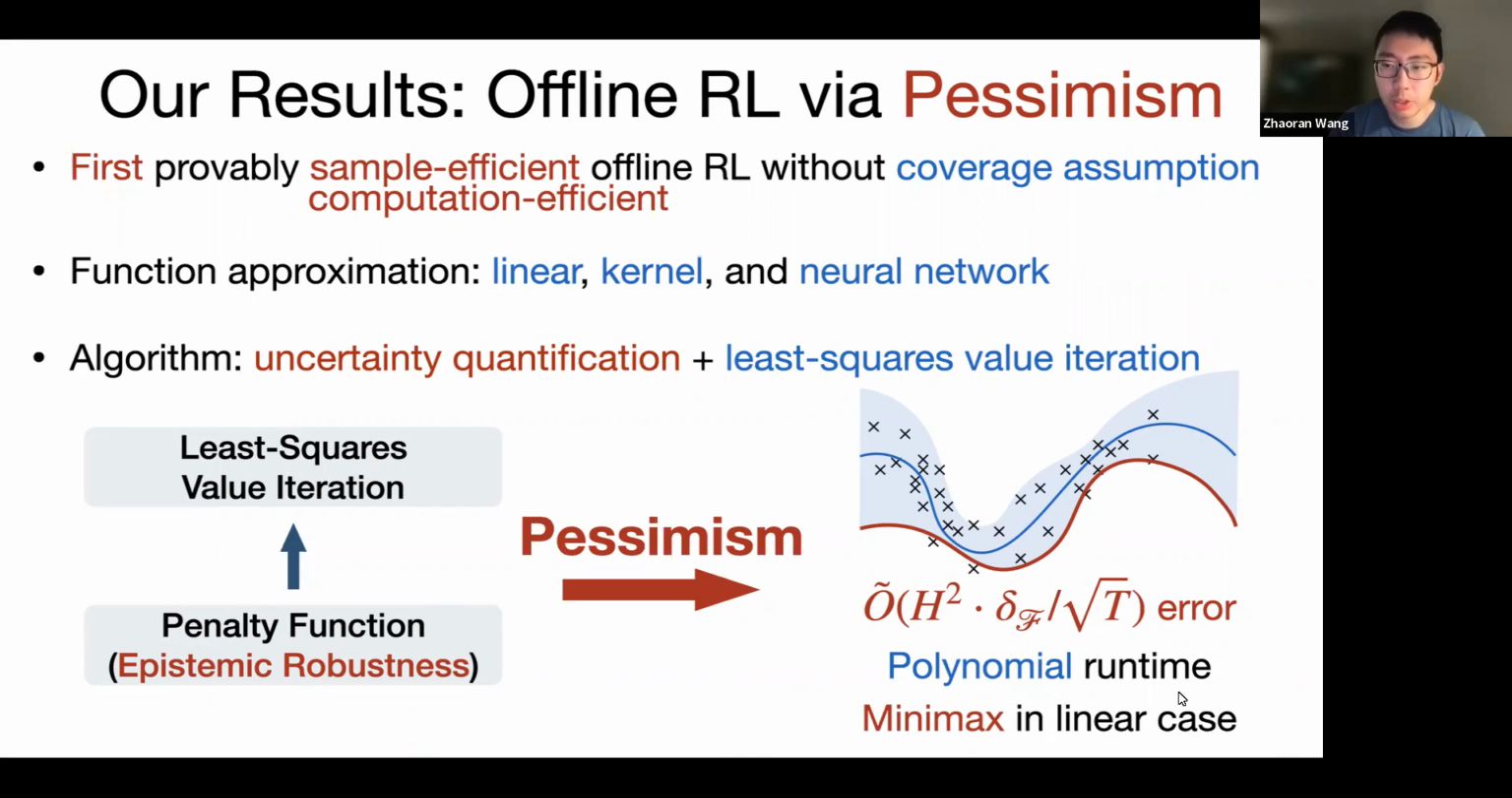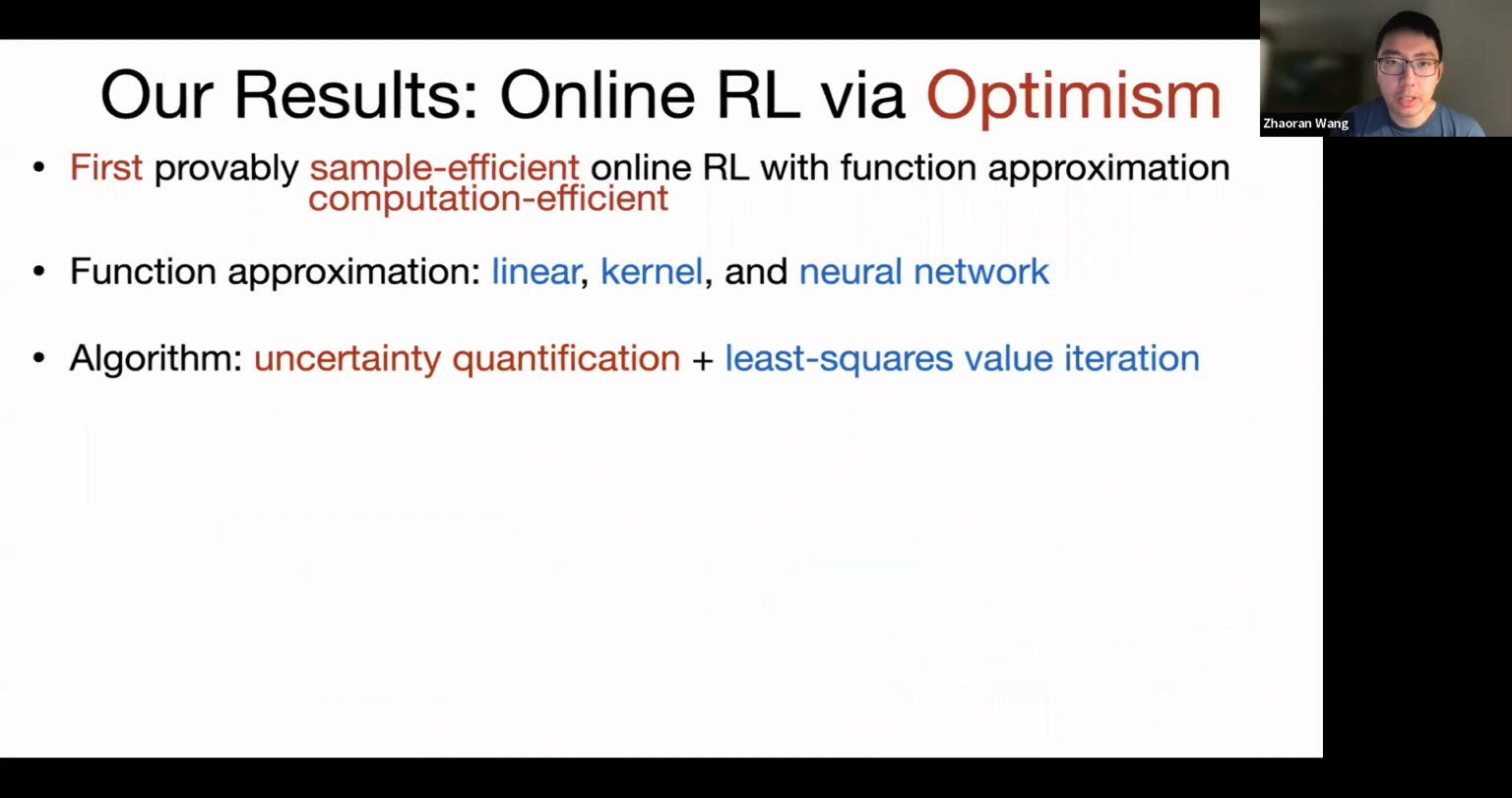At the same time, we can show it is polynomial in runtime, and it is minimax in the linear setting. In a way, we can show that this is the best we can do in the worst case sense. There's no algorithm that can do better in the linear case. Okay, so that's the offline setting.